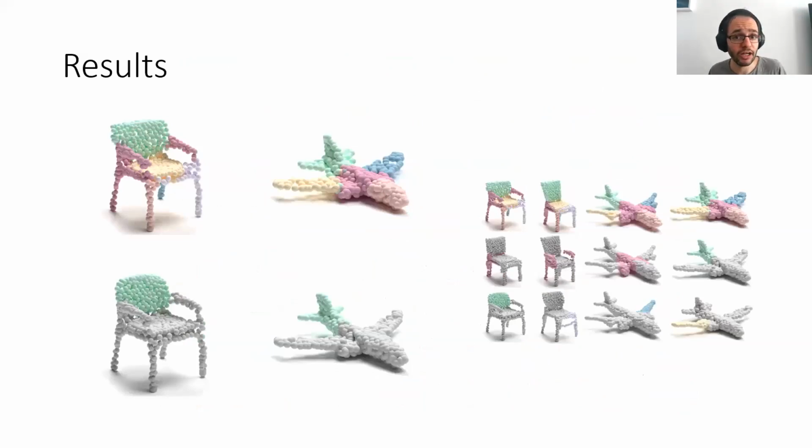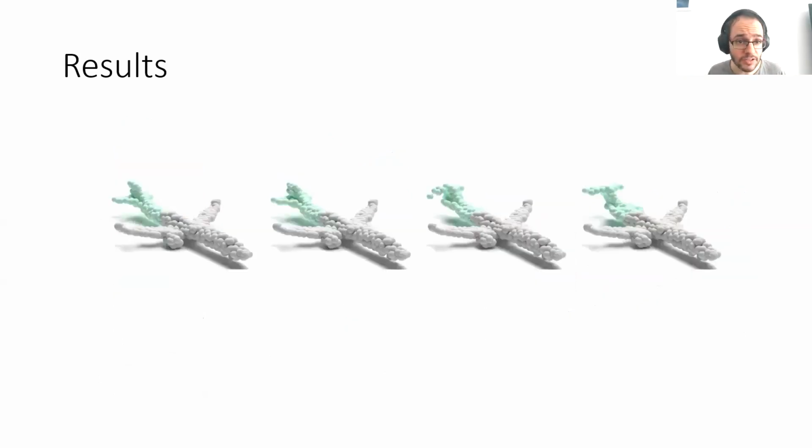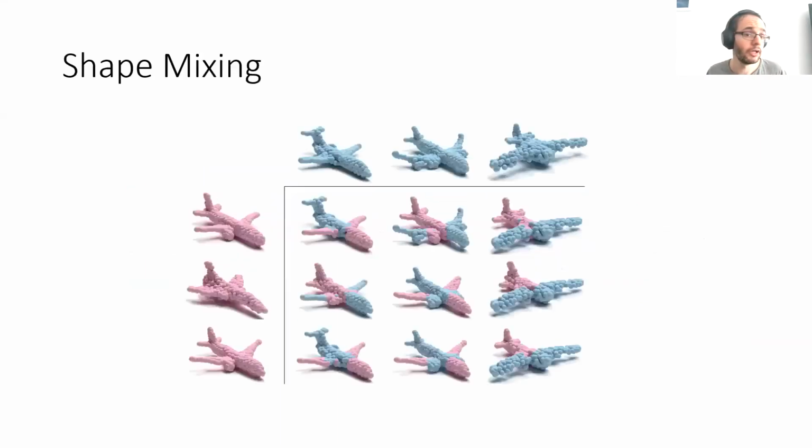And if we modify the latent code of one specific generator, only the part that it's responsible for is going to change. So we can change, for example, the back of the chair or the tail of the airplane without changing anything else. Our latent space is still smooth, which means we can do things like interpolations at the part level. And I also promised you this cool additional application.